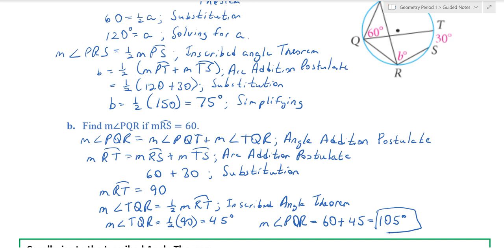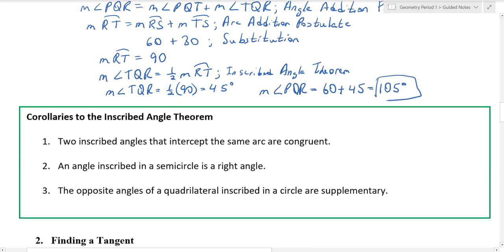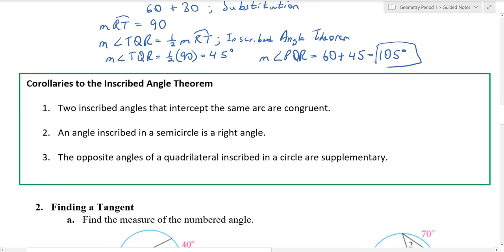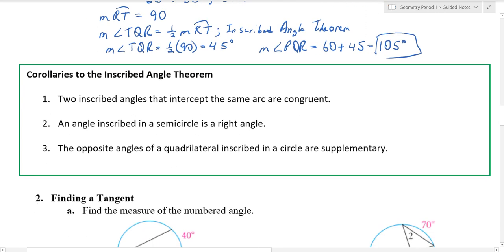All right, moving on to the next thing, some corollaries based on the inscribed angle theorem, and we have 3 of those. In case you don't remember what a corollary is, if you have a theorem that we have proven to be true, corollaries are statements that derive from the theorem, so that if the theorem is true, so are those corollaries.